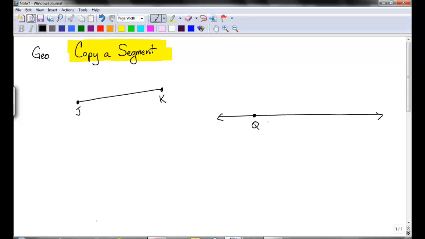It says place the compass at point J and adjust the compass setting. So you're basically going to measure out. Put your point at J and measure out to K. It's going to be about here for me. Then put your compass point on Q and do a little arc over here. So it's going to show up, do a little arc like that. And then label that point R.